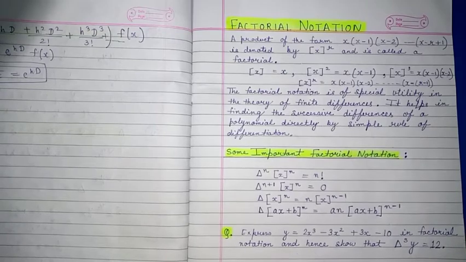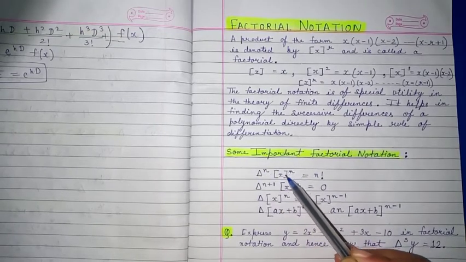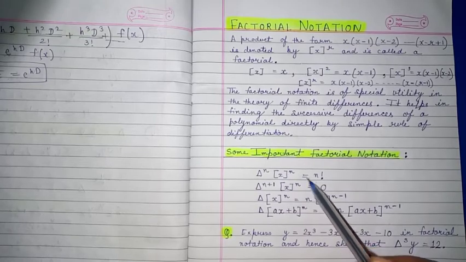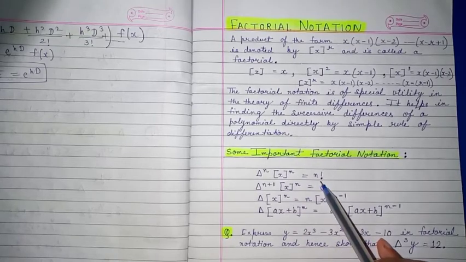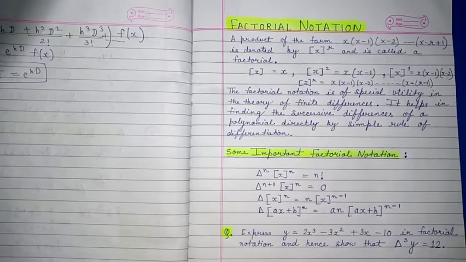Some important factorial notations: if the forward operator to the power n is applied to the factorial x to the power n, then this is known as factorial n. Understand, this is known as factorial n. These are some important factorial notations which you have to remember. Proofs of these factorial notations also exist, but I am only mentioning the important things which are essential for solving any kind of question.